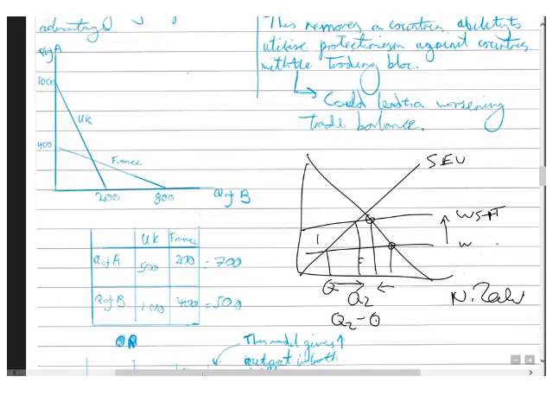So Q2 minus Q1 plus Q4 minus Q3. So that you could analyse that argument.